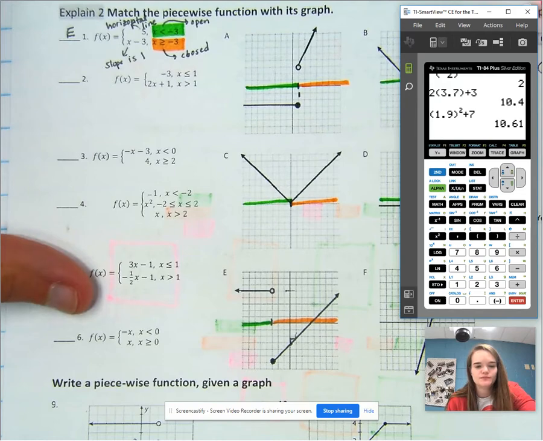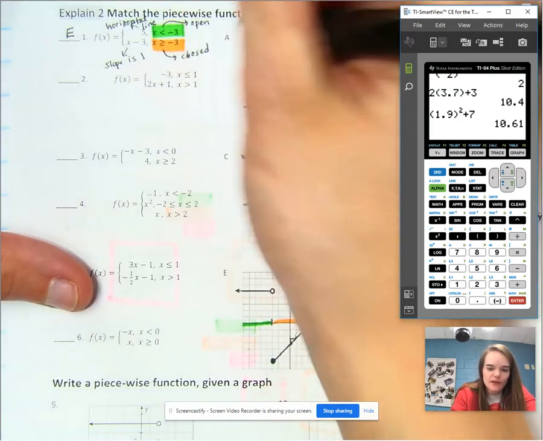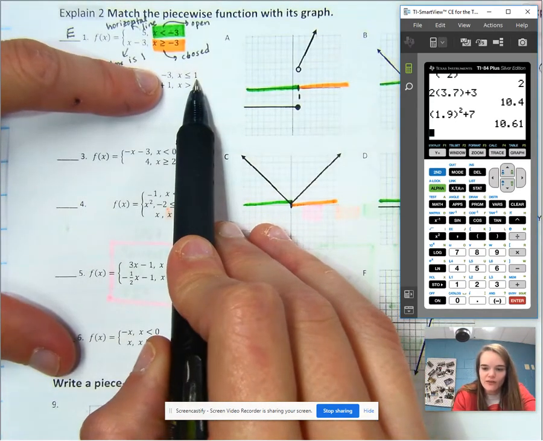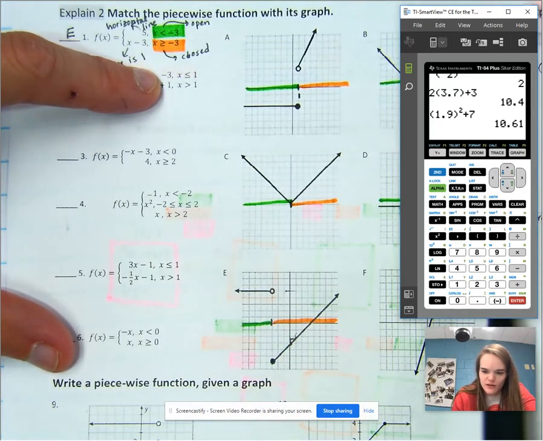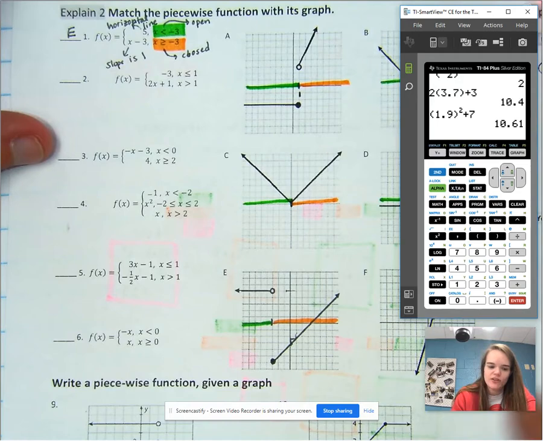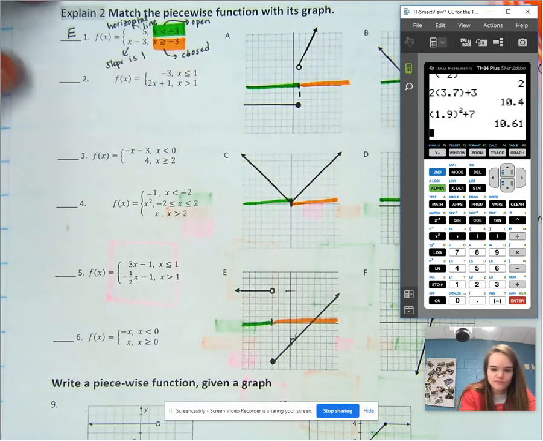Number 2. We are looking for something that changes at 1. Do we have something that changes at 1? A, and F. So we'll have to decide, is it A or is it F?